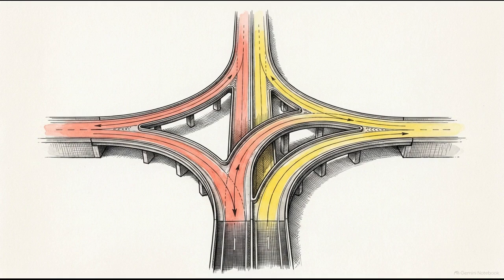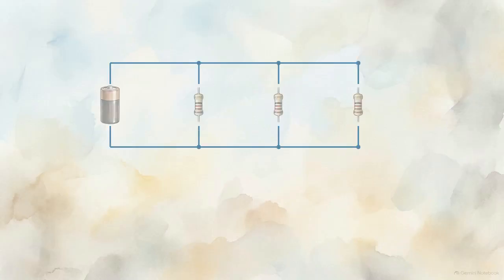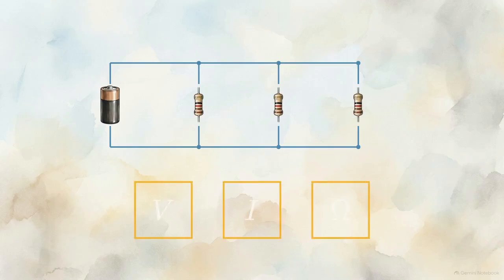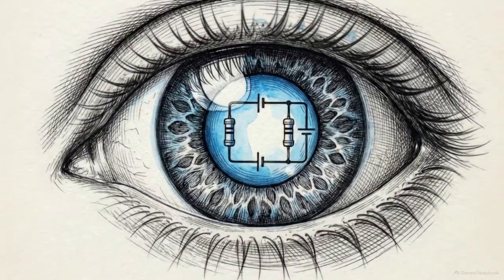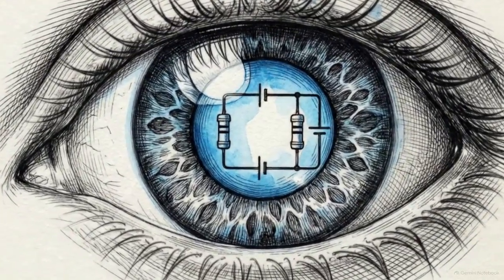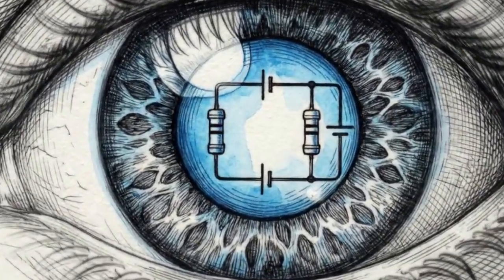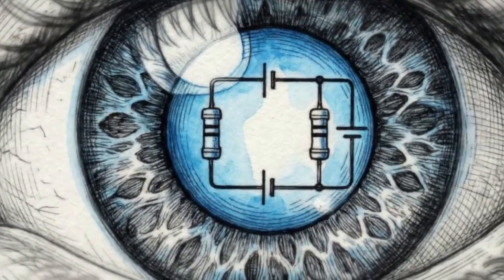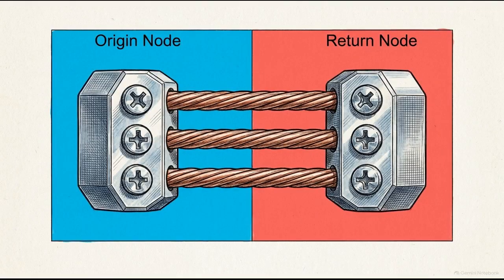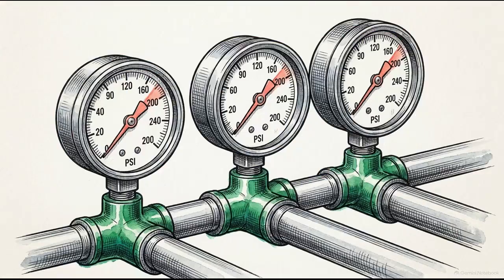In a basic series loop, electrons have only one highway. Here, the electron flow hits a junction and has a choice of routes. This multi-path architecture dictates 3 rigid rules for how voltage, current, and resistance behave within the system. Mastering a parallel circuit requires looking past the physical shapes on a diagram to understand how dividing a pathway alters the behavior of electricity itself.